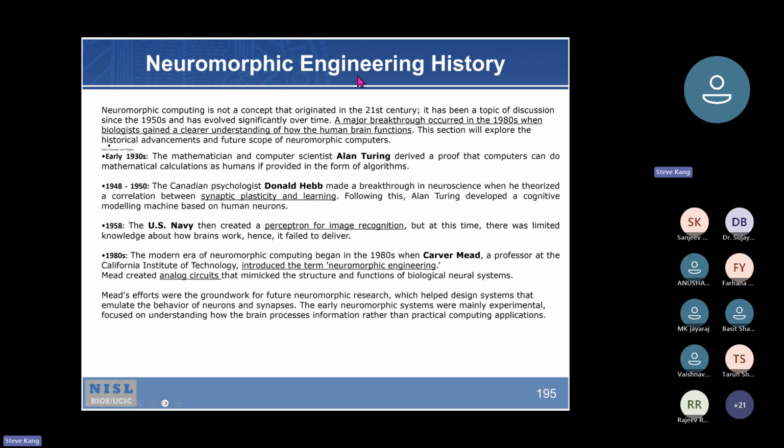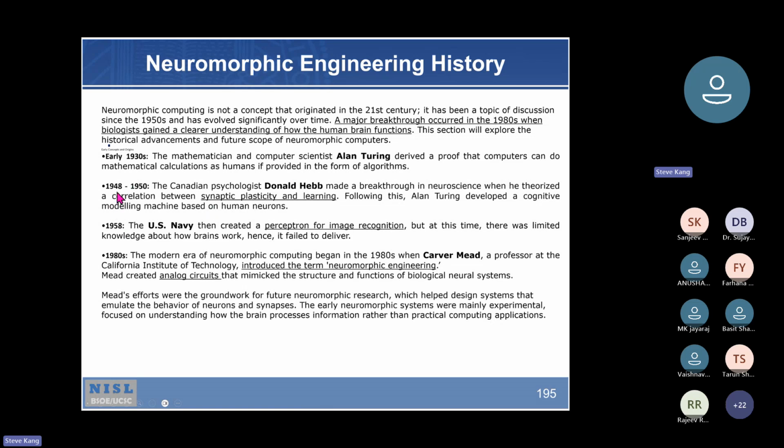So in terms of the history of neuromorphic computing, it started in the 1930s, actually. In the early 1930s, Alan Turing came up with a proof that computers can do mathematical calculations as humans do, if in the form of algorithms. So using algorithms, machines can do mathematical calculations like human beings.